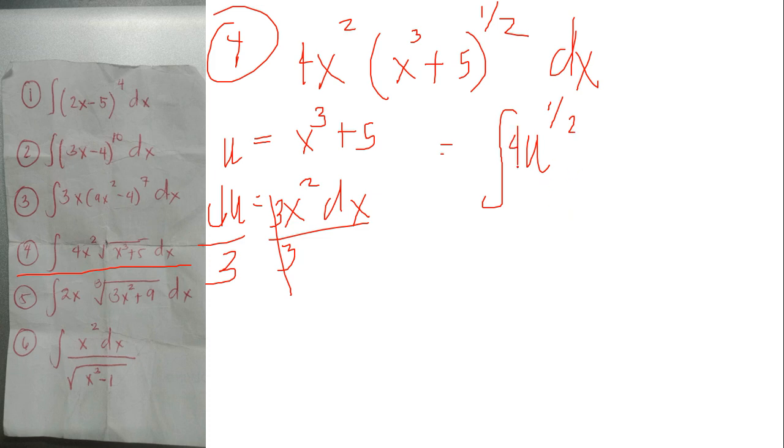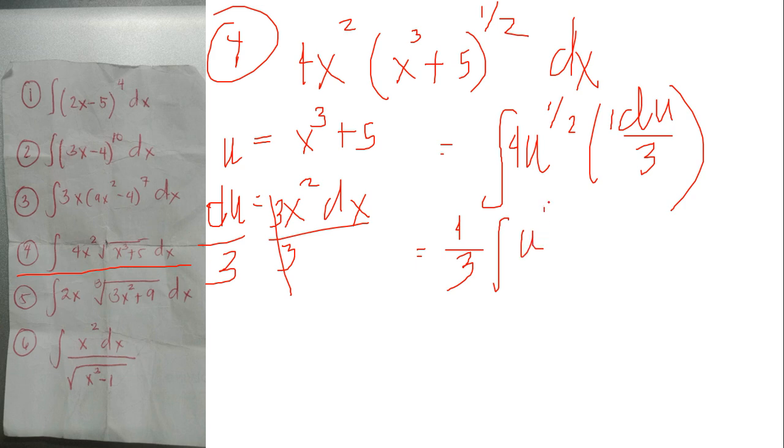Sir, nakalimutan mo yung 4. Ilagay mo natin yung 4. Tapos, du all over 3. Kasi yung 3x squared dx, nahanap na natin, which is du all over 3. Tapos, yung NF ng du all over 3 is 1/3. Ibig sabihin, 1/3 times 3 is 4/3, no? Tapos, u raised to 1/2 du.